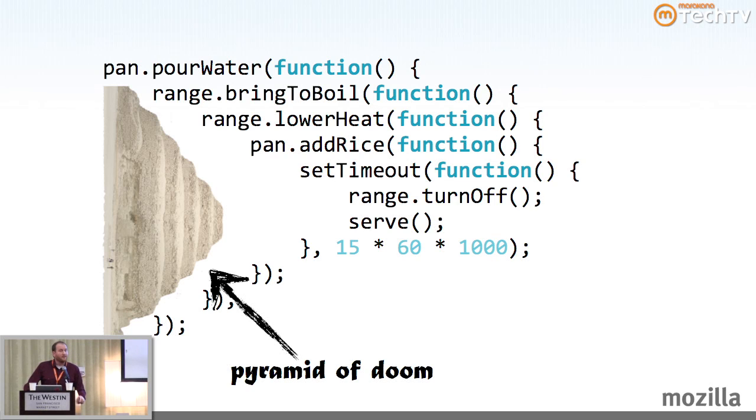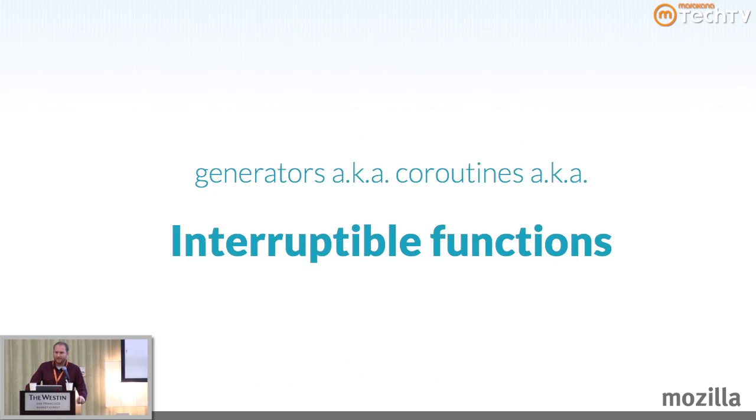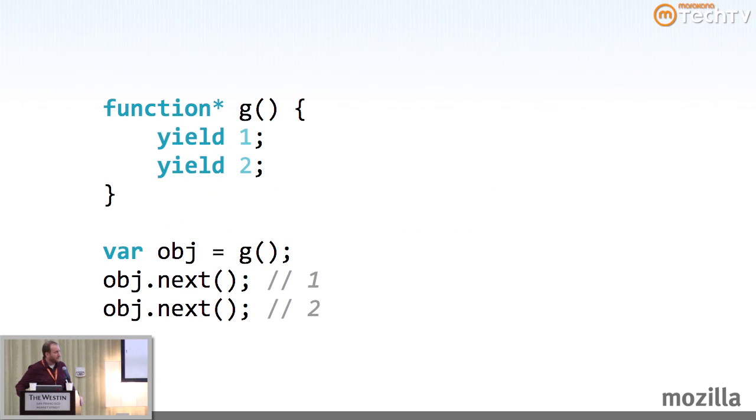So the feature that we're working on to address this is a kind of interruptible function. These are known as generators. If you're a Python programmer, they'll look very familiar to you. They were originally designed to be almost exactly like the semantics of Python generators. You could also call them coroutines, though there are some slight differences. So a generator looks something like this.